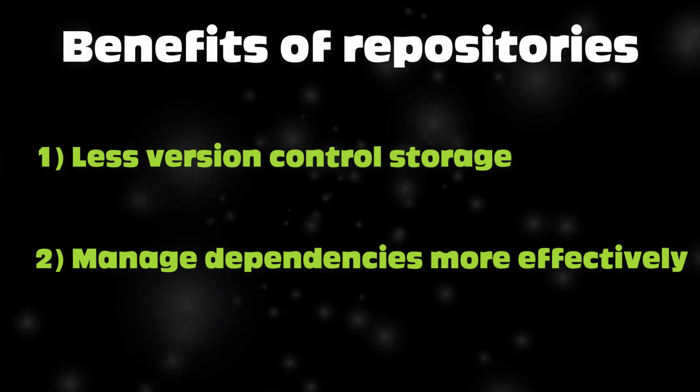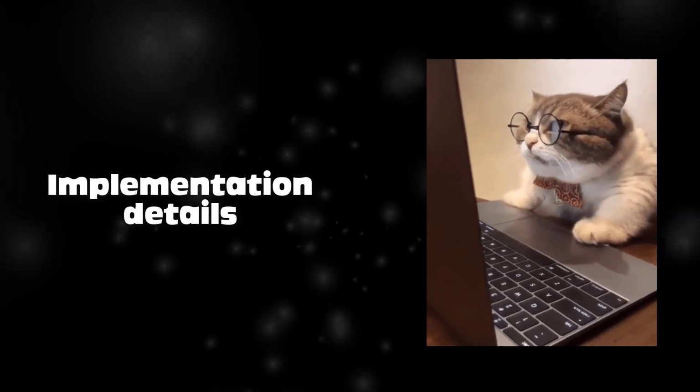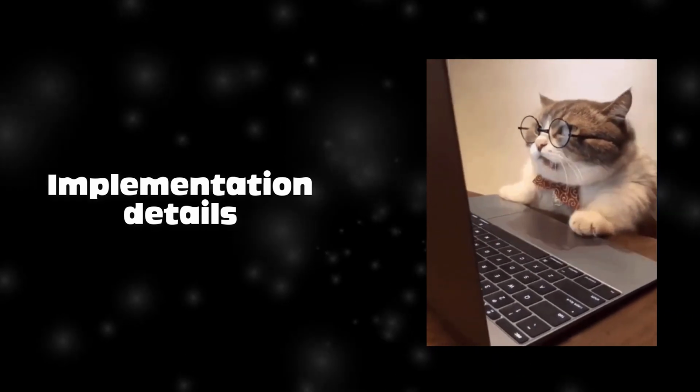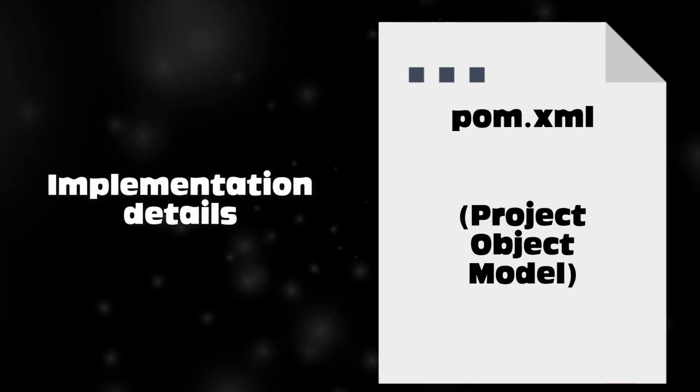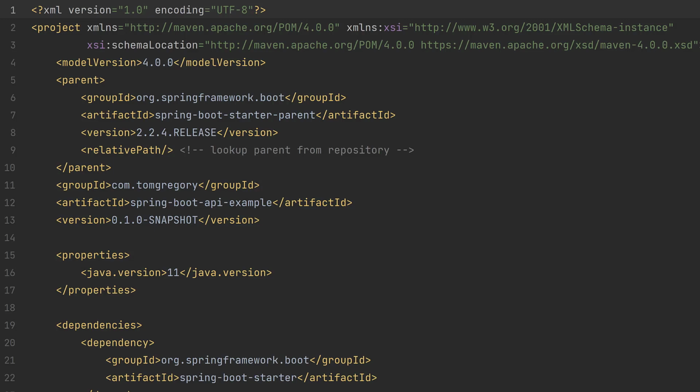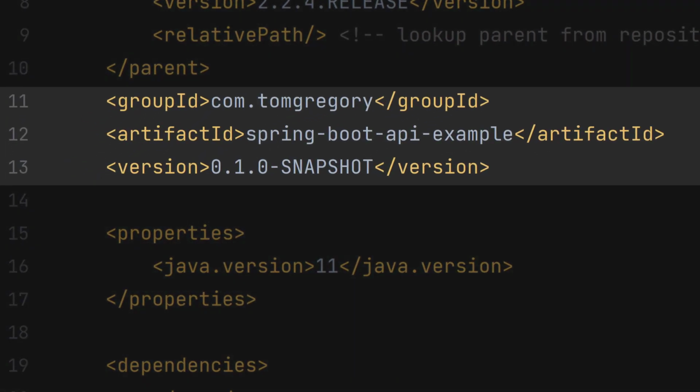To understand how all this works, let's get into some implementation details of the Maven repository system. To build an application using the Maven build tool requires a pom.xml file, a project object model file. This contains an essential group, artifact ID, and version. These are known as the coordinates of the project. When the Maven build tool builds the project, generates a jar file, and publishes it to a remote Maven repository, the coordinates are used to store the jar file.